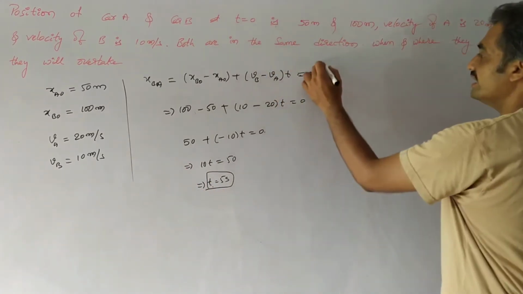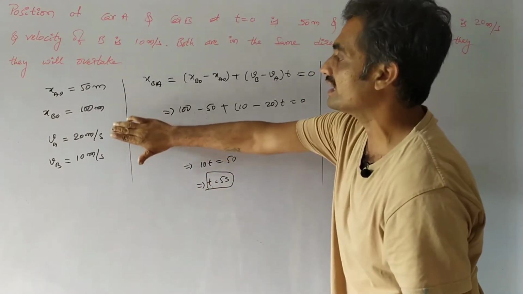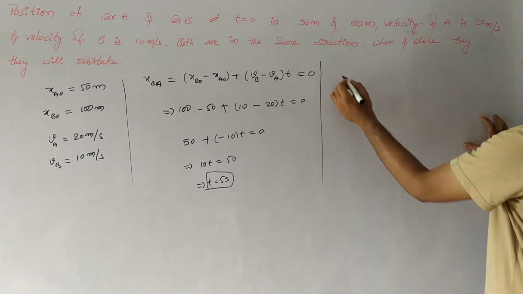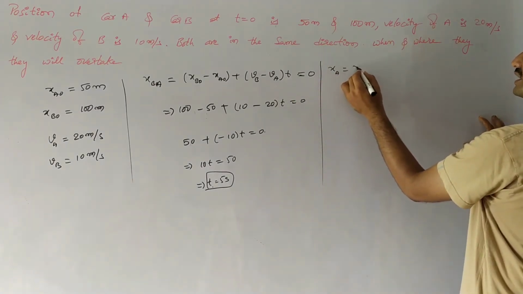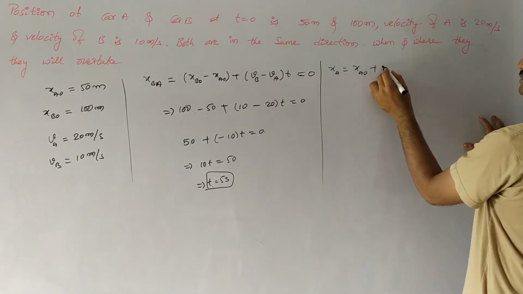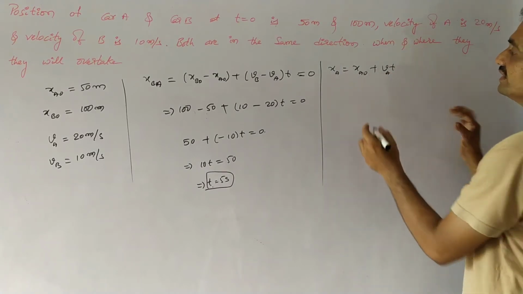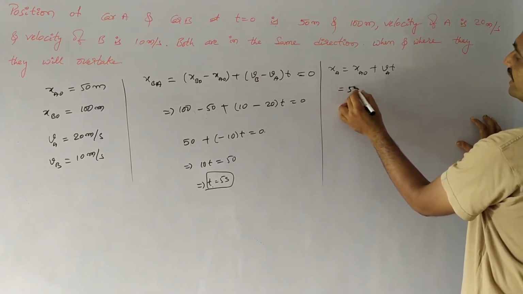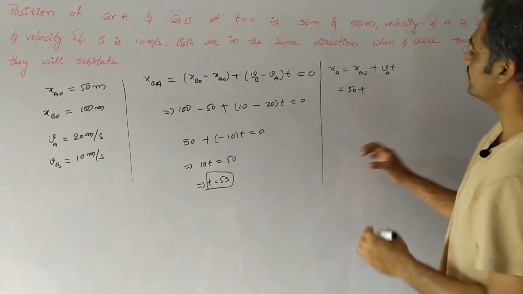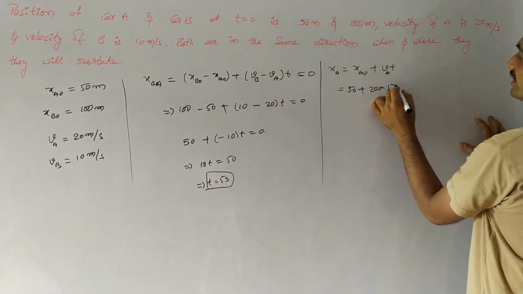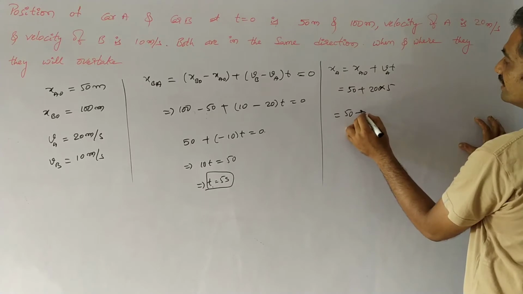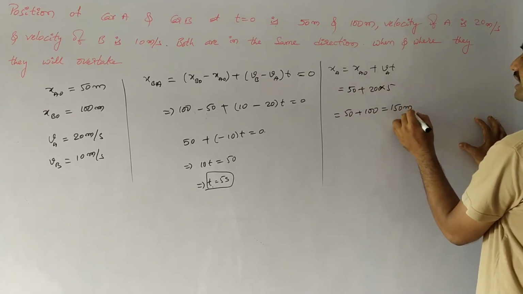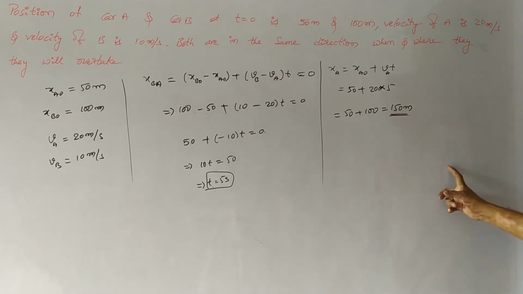Now we have to find the positions of car A and car B, meaning how much distance they travel in this time. The position of car A equals the initial position plus the velocity of the car into time t. Substituting, the initial position is 50 plus the velocity of car A, 20, into 5. So 50 plus 20 into 5, which is 100. Within this time, car A reaches a position of 150 meters.